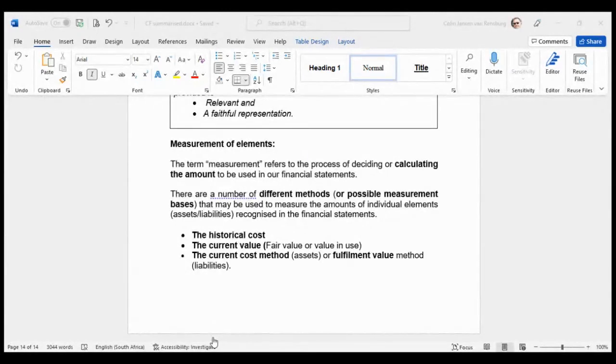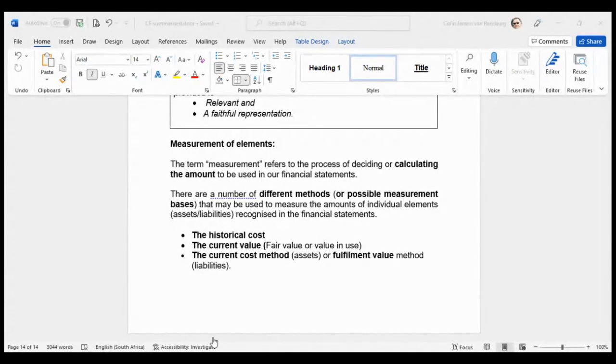Let's say the outstanding balance on that loan at the end of the first year, just to make it easy, is 100,000 rands. But if you continue to pay it off over the next 4 years, you are going to incur interest of, let's say, 40,000 rands. So if you use the fulfillment value, what should you measure that loan at the end of the first year? 100,000 or 140,000?